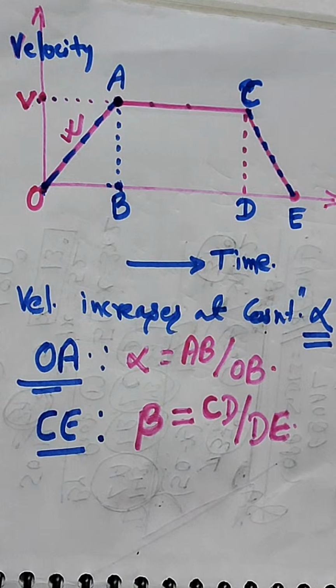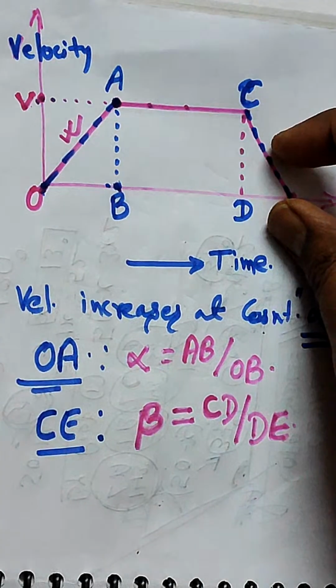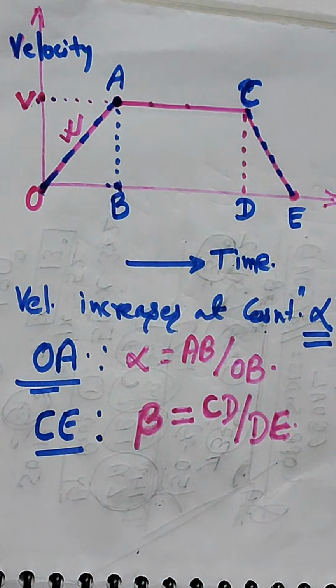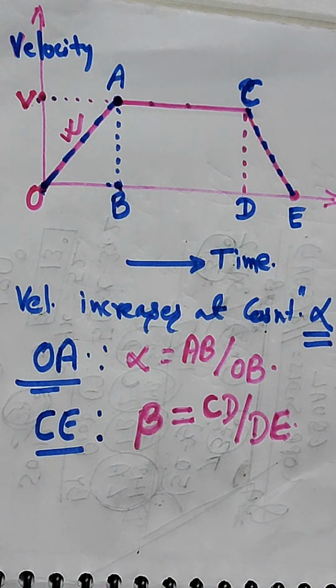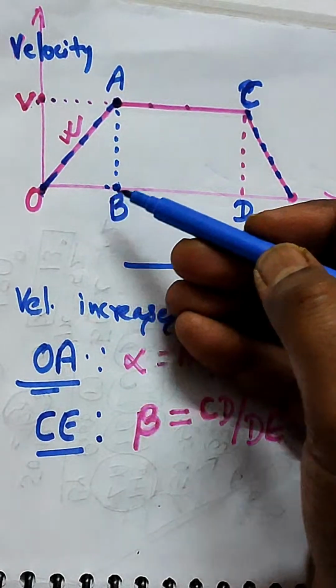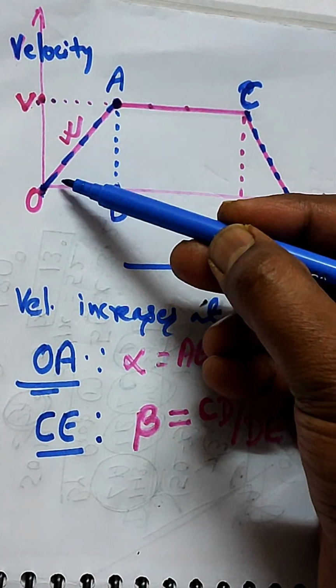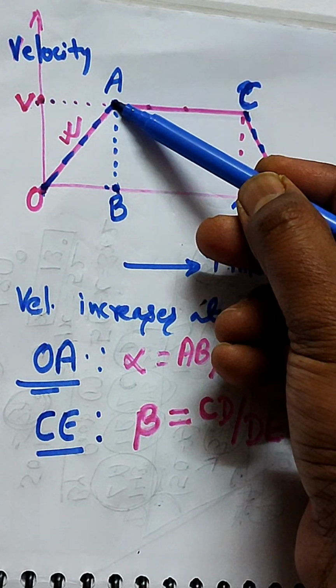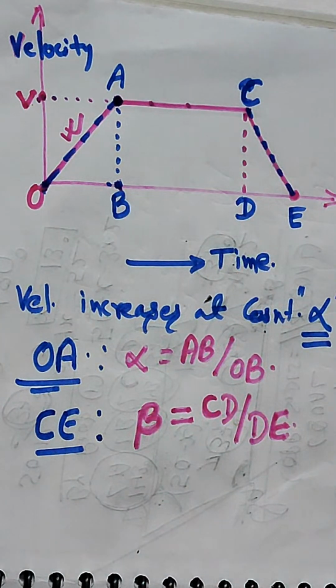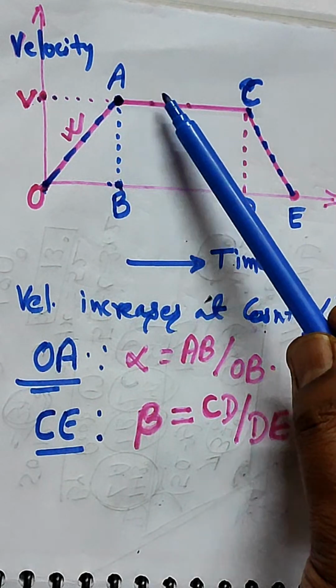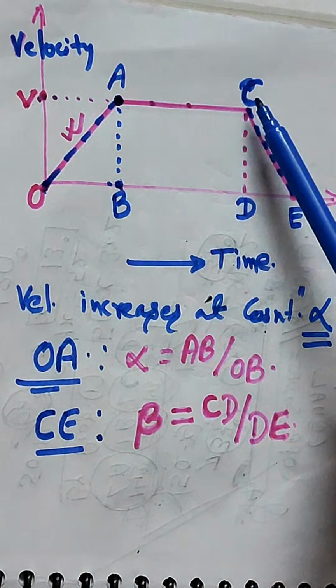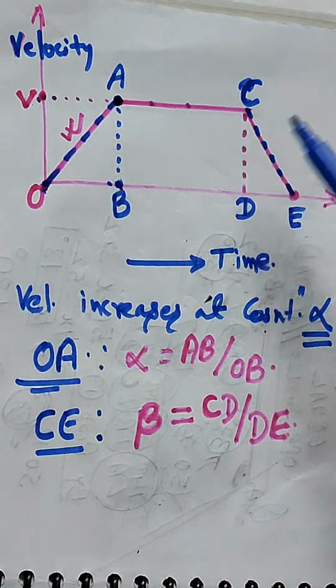Right? So this portion is calculated and this portion is calculated. So I am reading the question again as given in the thumbnail also. The velocity of a train increases at a constant rate alpha from 0 to v, this portion, right? Then remains constant for an interval. So this will be the portion of constant interval A to C.